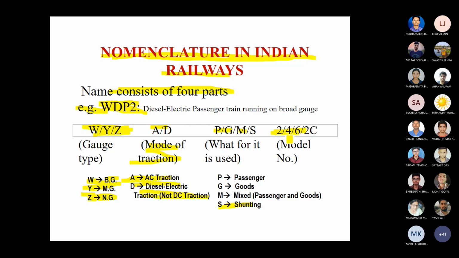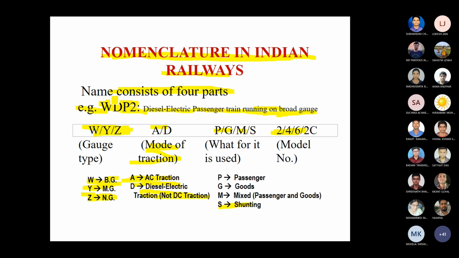So it is a diesel electric passenger train running on broad gauge. Diesel electric, P for passenger, running on the broad gauge. That is the way we give the names. That name is written just beside your locomotive. If you travel anywhere, you can see on the locomotive, the engine side, some numbers are mentioned.